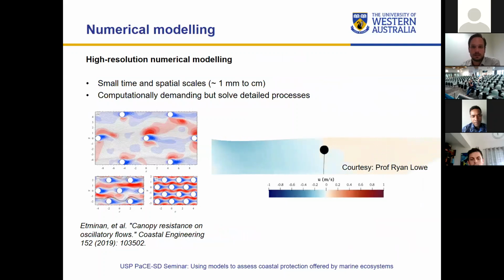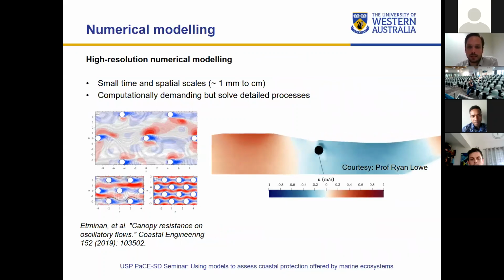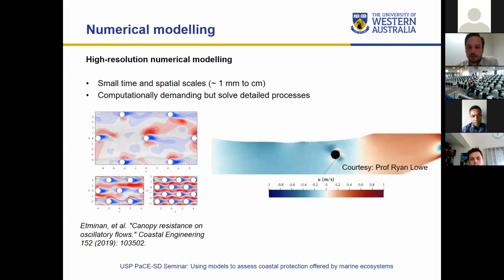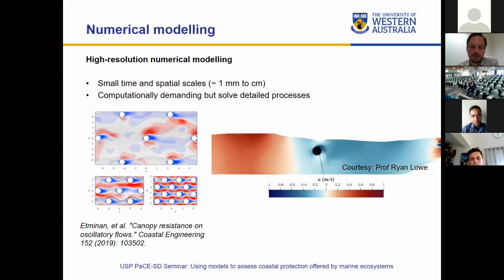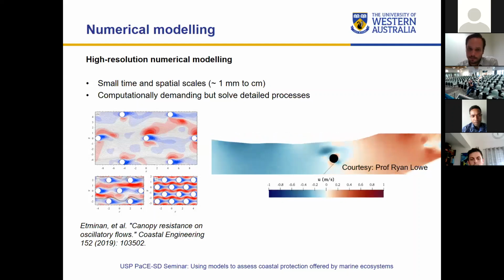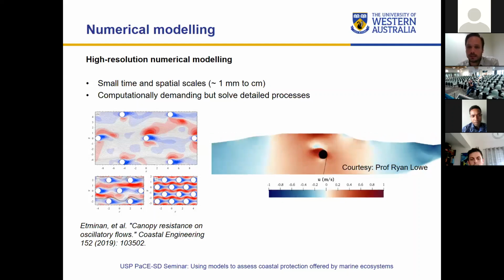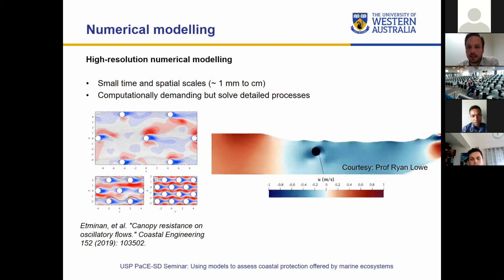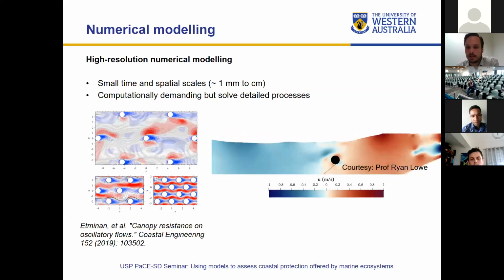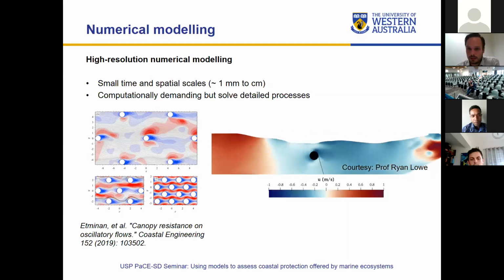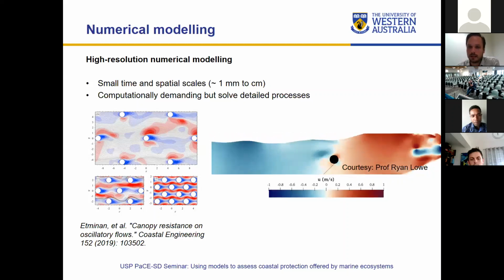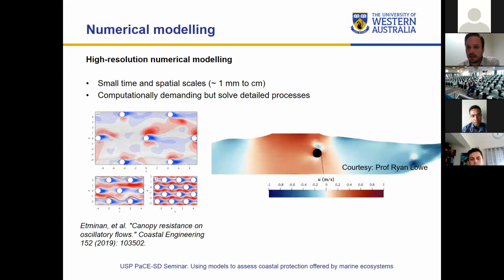So this is just one of the last slides. This is not so much work that I'm involved in myself, but there's a few people in our group that do really detailed numerical modeling. So they really talk about millimeter to centimeter scales. Which in itself I think is really interesting, because although these models take forever to run and they need to be run on a super fast computer, they solve processes on such a detailed scale that calibration is often not needed or very limited.